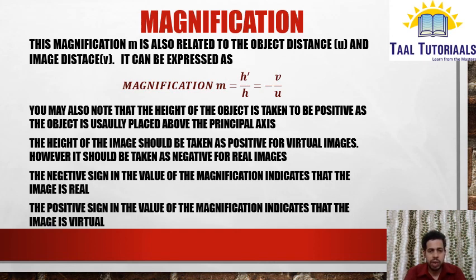The positive sign of the value of the magnification indicates that the image is virtual, as I told in the previous point. If it is negative, it is taken as real image. If it is positive, we will take it as virtual image.